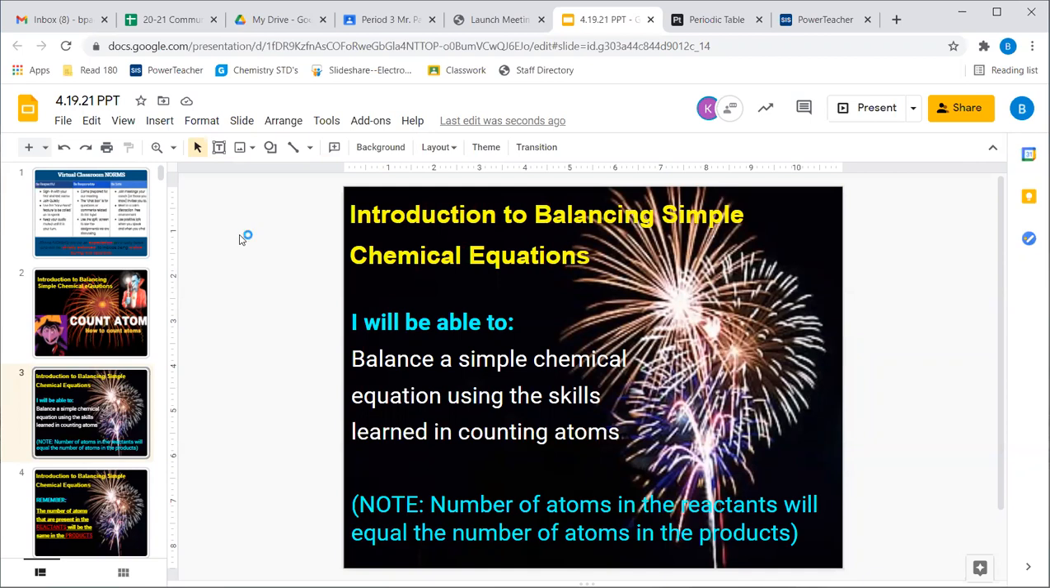Cherinsky? Yeah, I'm here. I will be able to balance a simple chemical equation using the skill learned in counting atoms. The number of atoms in the reactants will equal the number of atoms in the products.